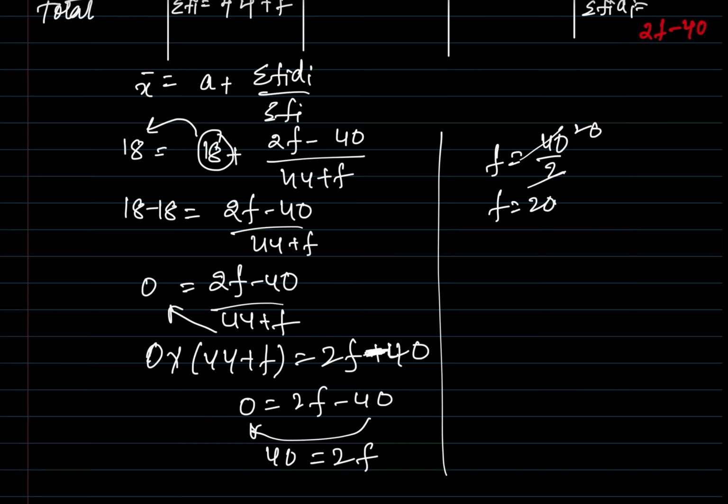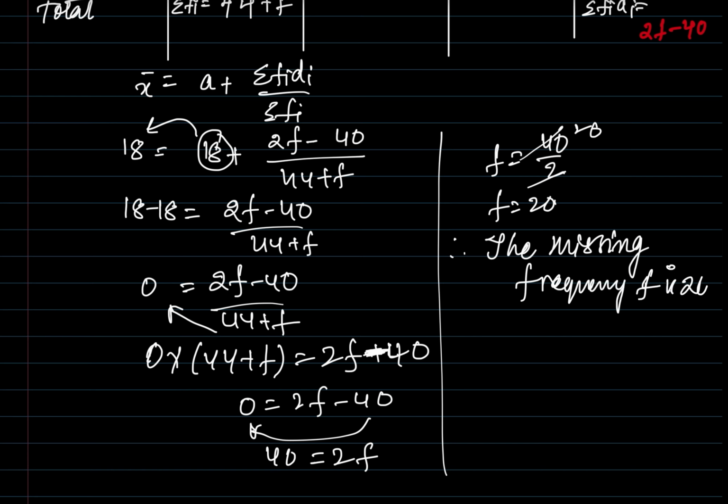So what do you have to write? Therefore, the missing frequency f is 20. I hope you understood this assumed mean method type of problem. If you have any doubt, please rewatch this video.